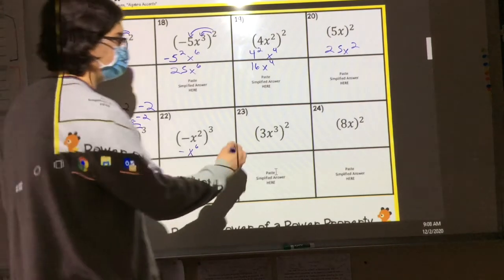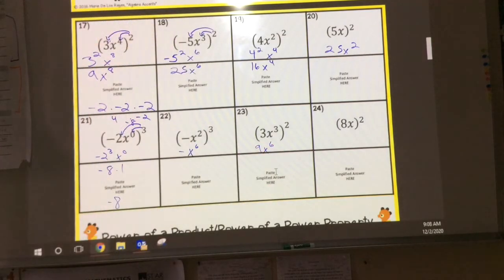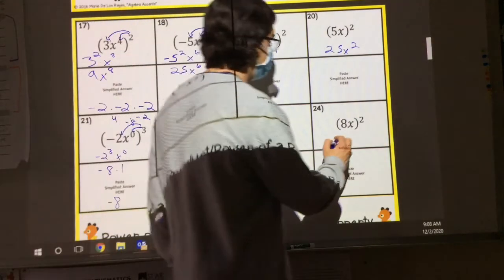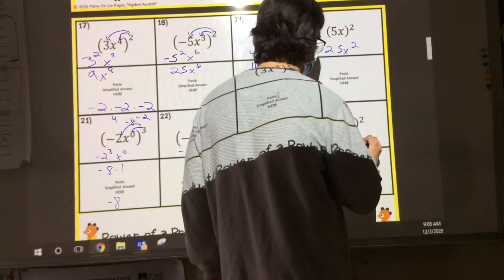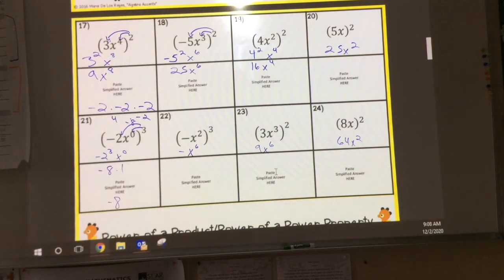All right, 23, I'm going to get 9x to the 6th. Does anybody disagree with that statement? And then finally, for 24, I'm going to end up with 64x squared. Everybody feels good with those? All right, let's go to our assignment. Let's take a look at them.